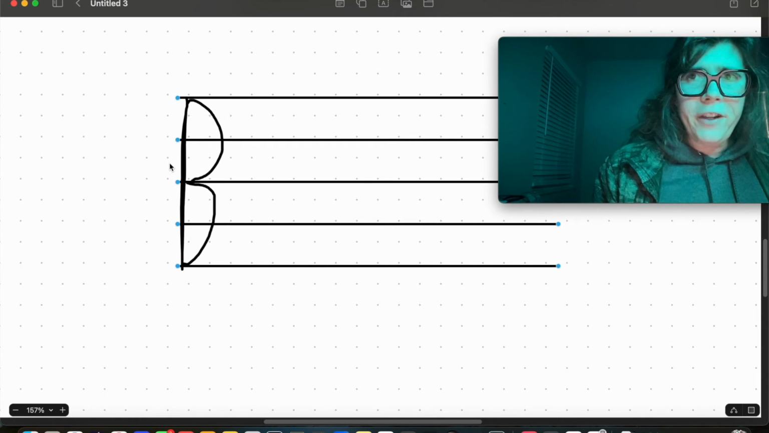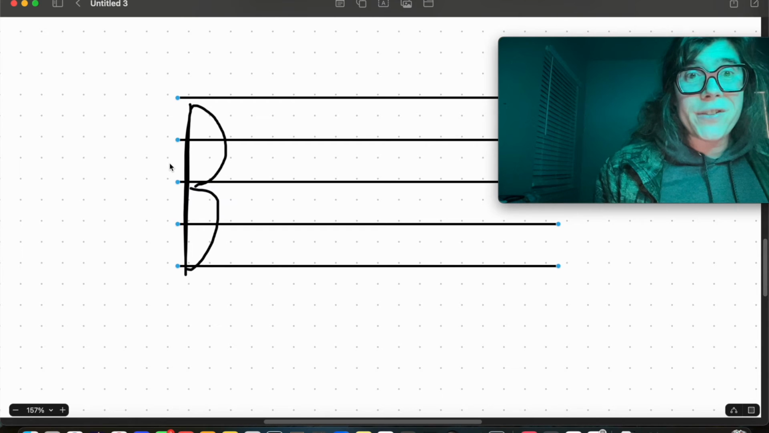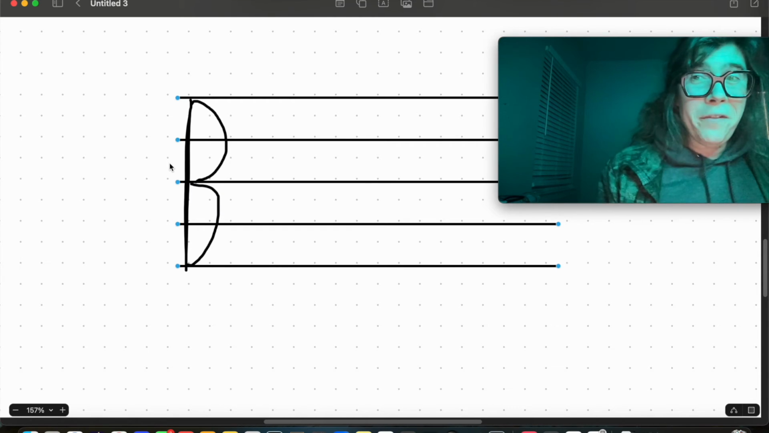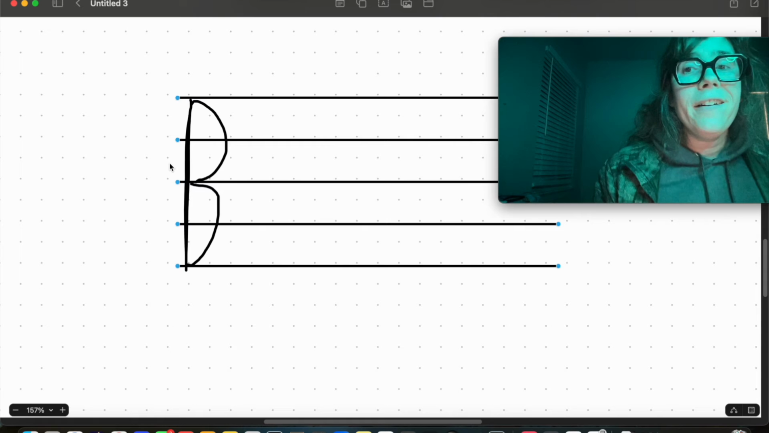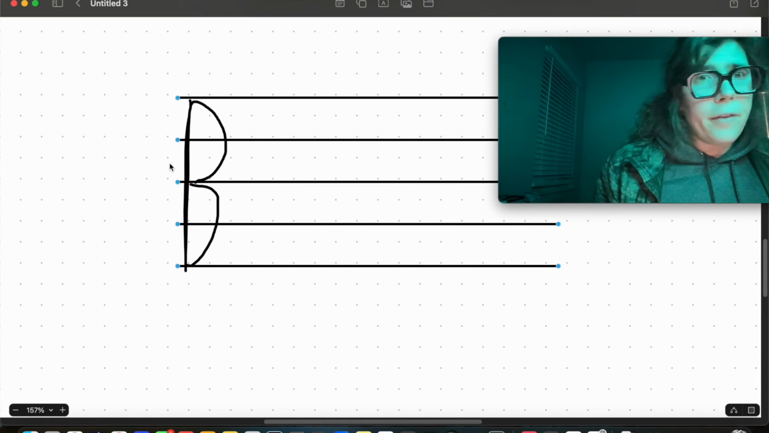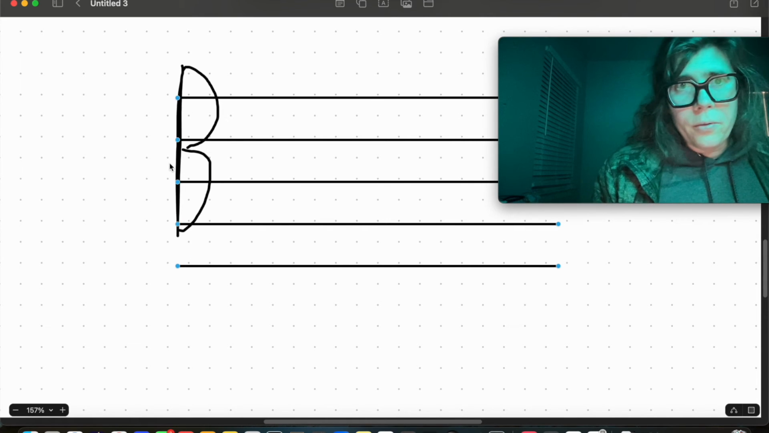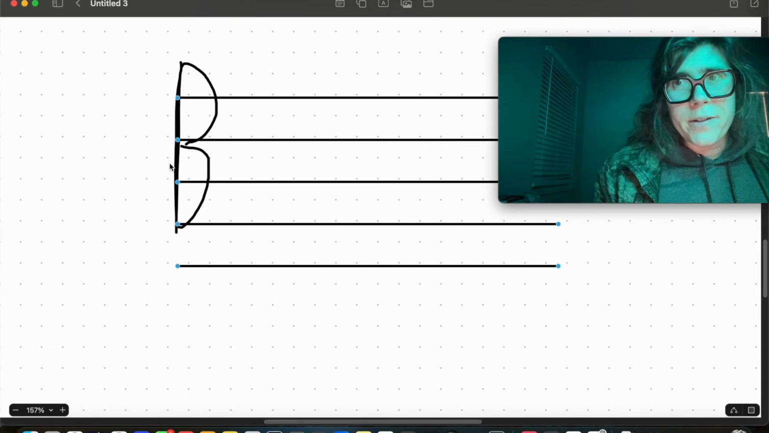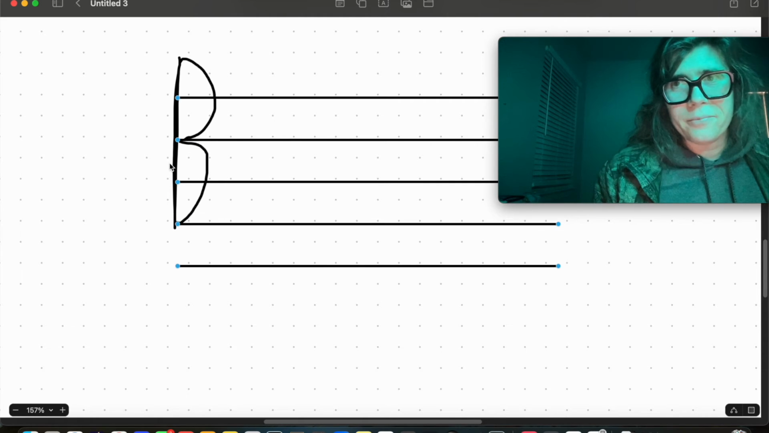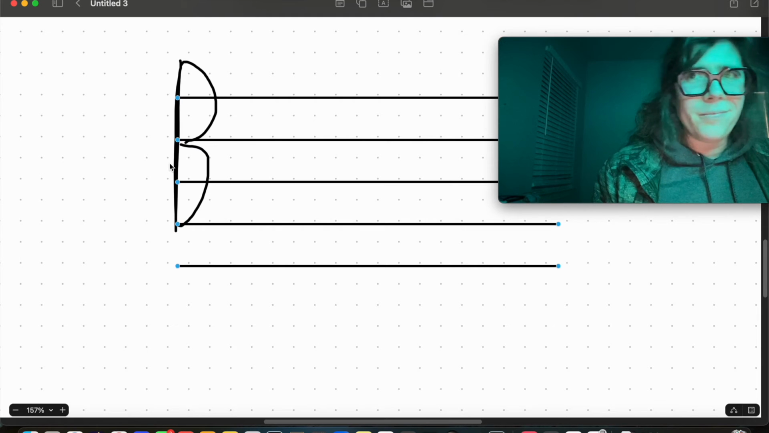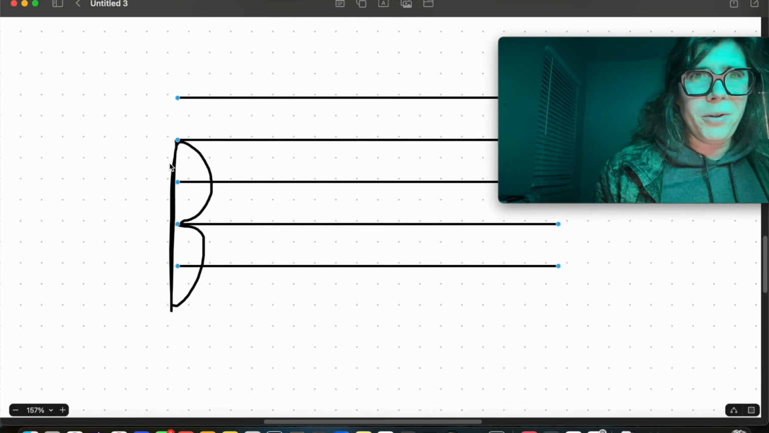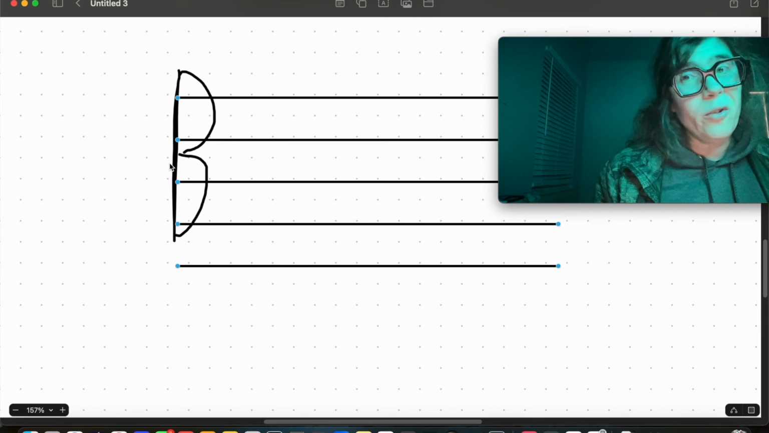This is a C clef here. Some people call this positioning of the C clef alto clef, right? And there are some people who use this one. I use this one sometimes. This is the tenor clef right here. And technically, you could put the darn thing anywhere you wanted to.